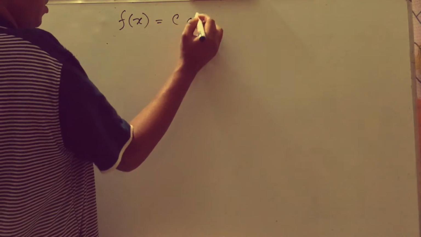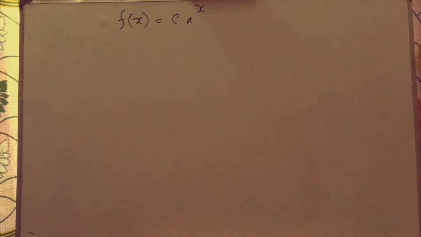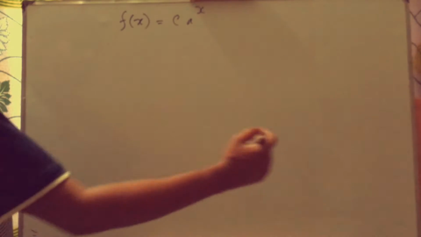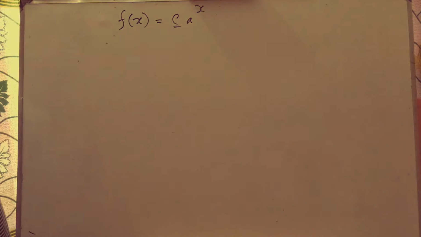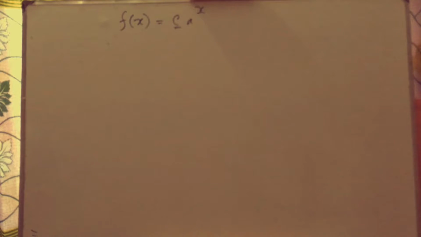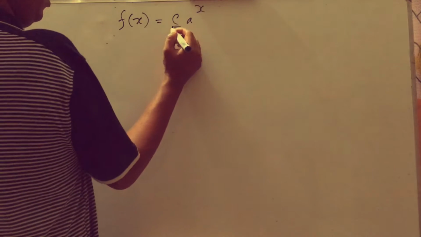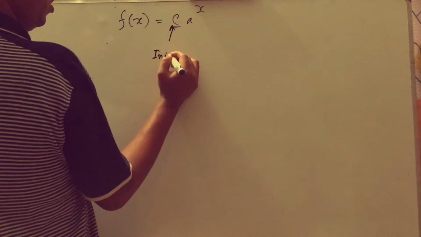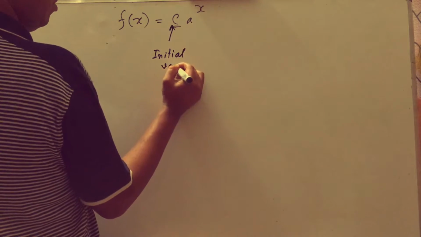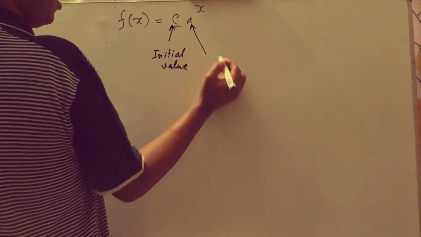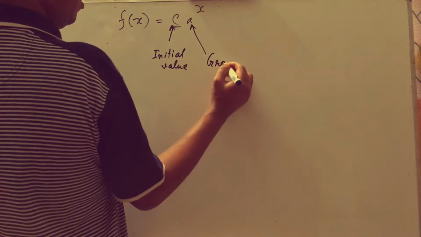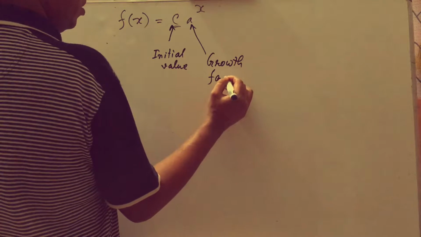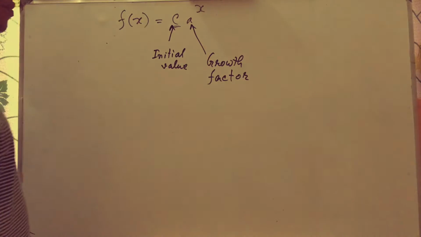An exponential function is a function which we define like this: f(x) = c·a^x. This is how we define an exponential function in terms of x, and this c is some constant number which is called the initial value of the function, and a is called the growth factor of the function.